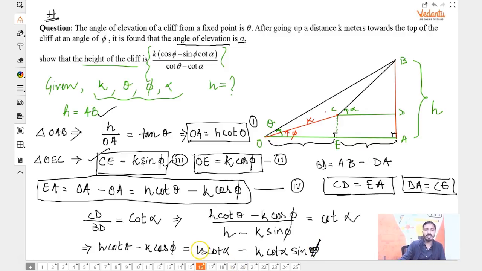Now I take cot theta on the left hand side, right? So I can easily do this. Take H, this part on this side and this part on this side, and then you take H common, and if you simplify, you will get this. So hope you guys got it, right?